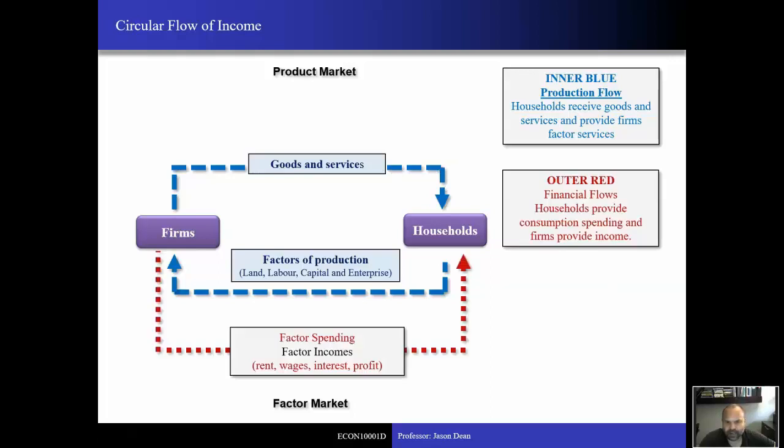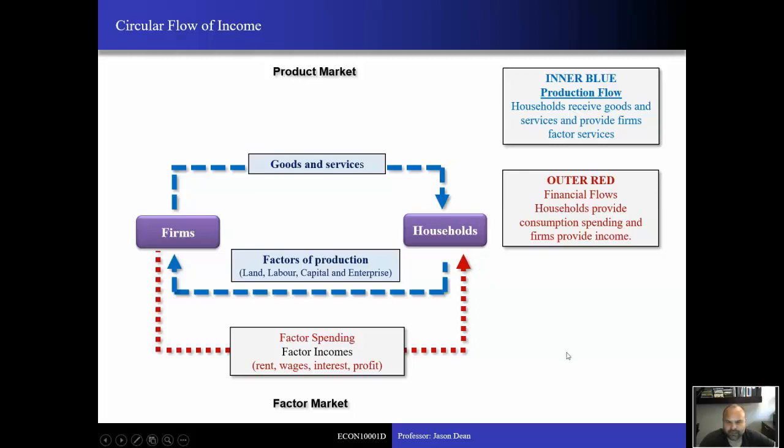Let's look at financial flows. So in terms of financial flows, what do firms give households? Well, firms provide households with income, of course. So the households are providing these factors of production, and in return, they get paid for that provision. So if we think of land, the payment for land is rent, the payment for labor is wages, capital is interest, and enterprise is profit. So there's a financial flow from firms to households here in the bottom.